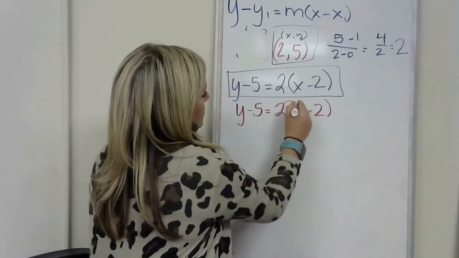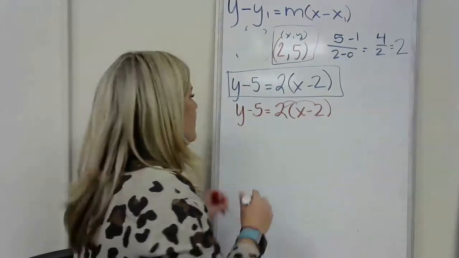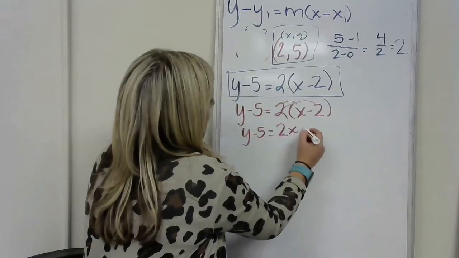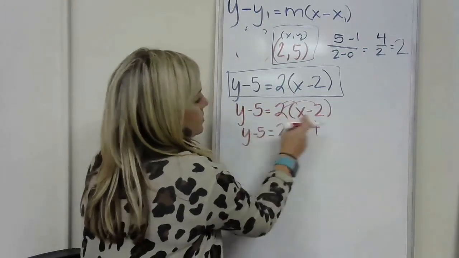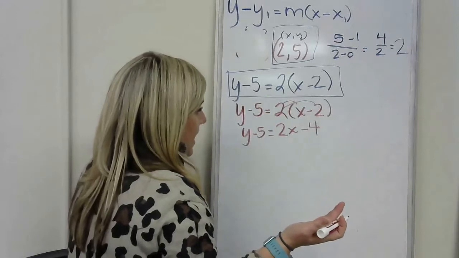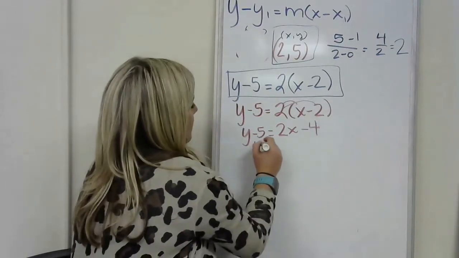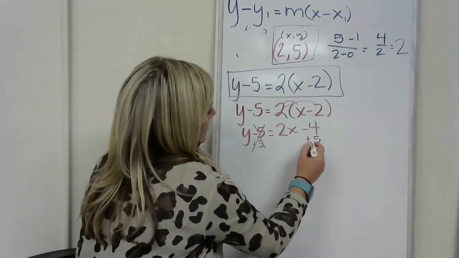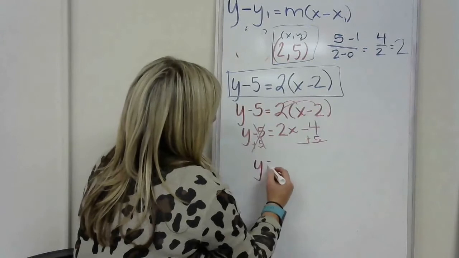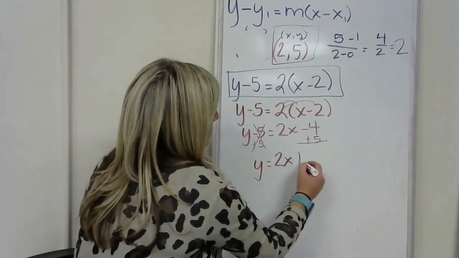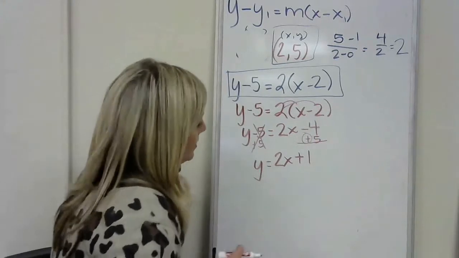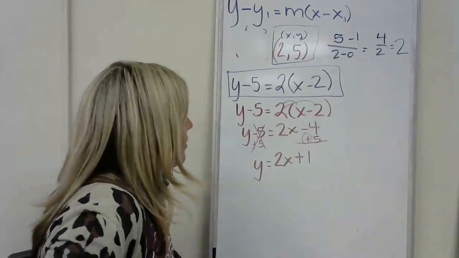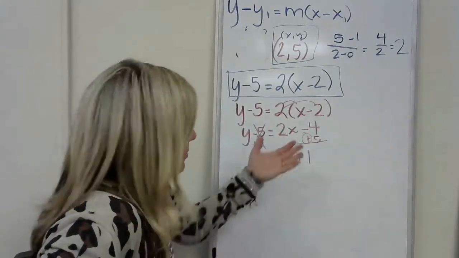We have to distribute this 2 to everything inside the parentheses. So we have y minus 5, which is equal to 2x minus 4, because a positive 2 times a negative 2 is a negative 4. Now I'm going to add 5 to get rid of it over here by undoing it. And I've got to add 5 over here. Okay, so we have y equals 2x plus 1, because this is a positive, and 5 is greater than 4. And if you put in your calculator negative 4 plus 5, you would get that.